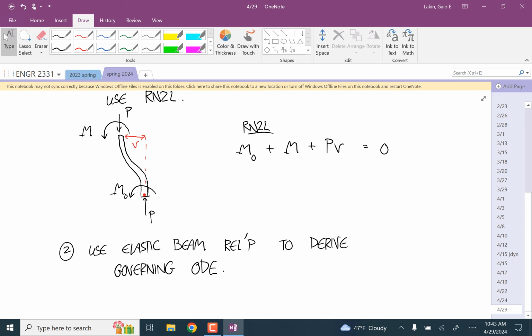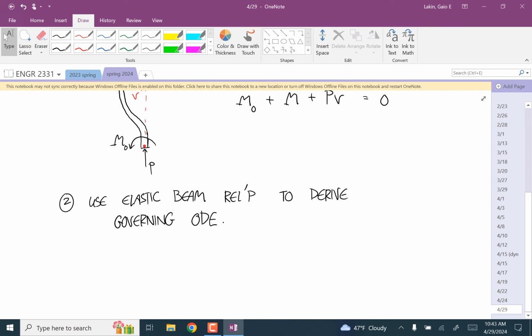Well, the elastic beam relationship says EI v double prime is equal to M. The key thing to remember is this only holds for internal bending moments. It doesn't hold for reaction moments, reaction couples. So you can't replace the M sub 0 with this. You can only replace the M with this.